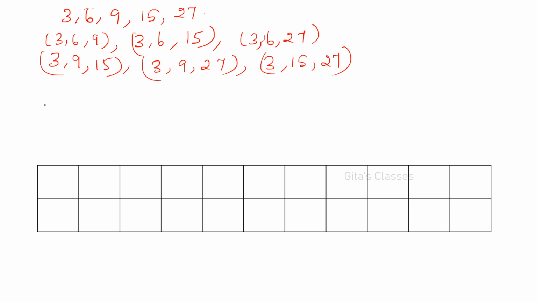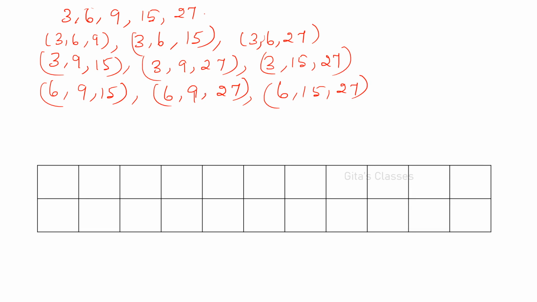Okay, with 3. Next with 6: 6, 9, 15, 6, 9, 27 and 6, 15, 27. Okay, then what is the last one? With the 6, the possibilities are over. Now the last one is 9, 15, 27. That's all.